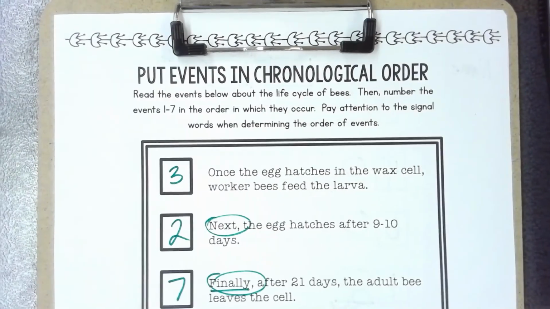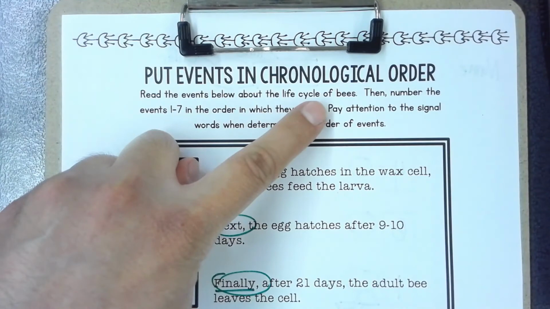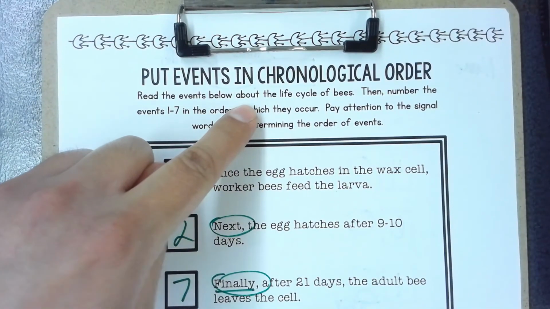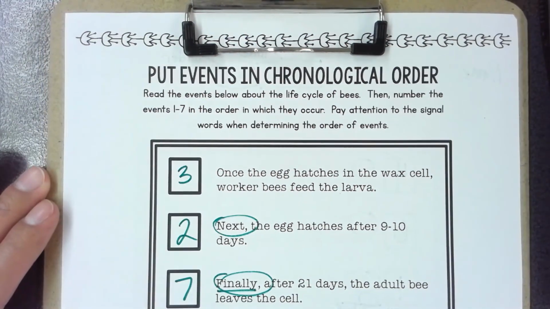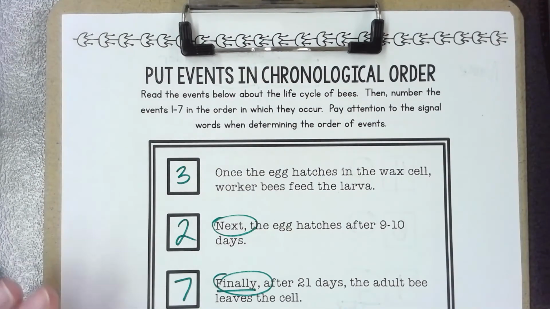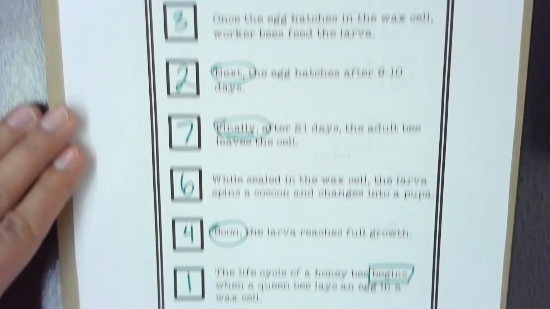Now, you were able to put the events of the life cycle of bees. You were able to put the life cycle of bees in chronological order. We were able to put them in order, dealing with time.